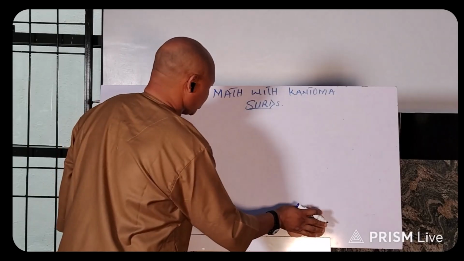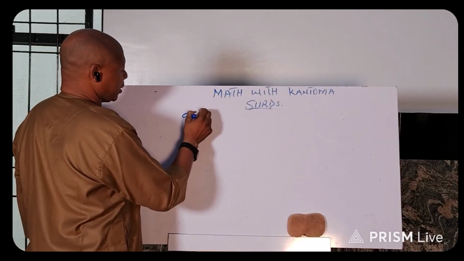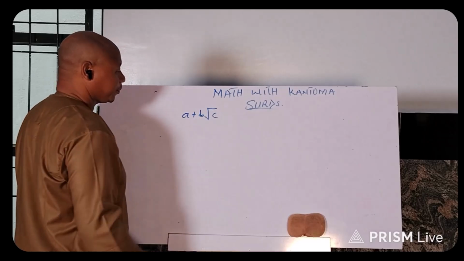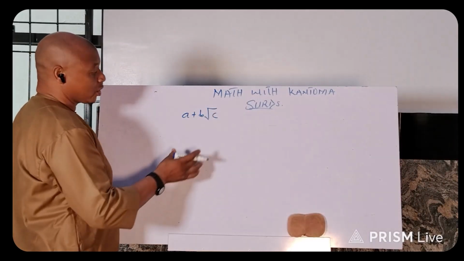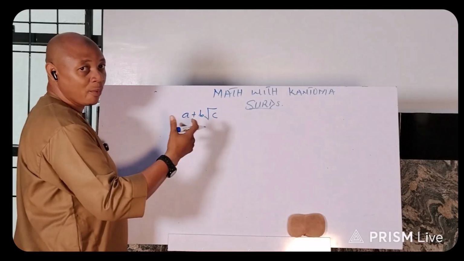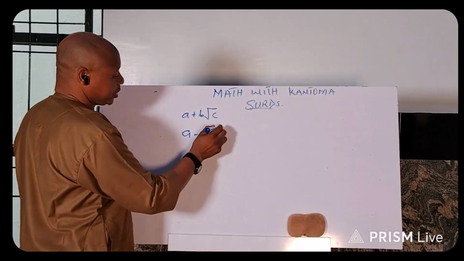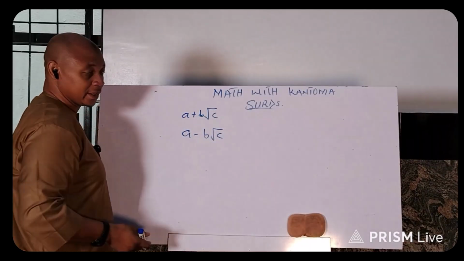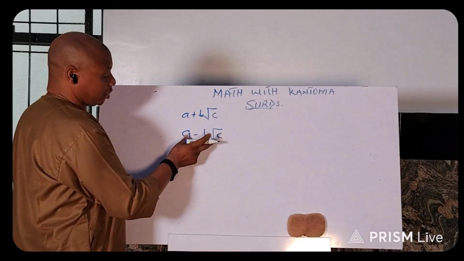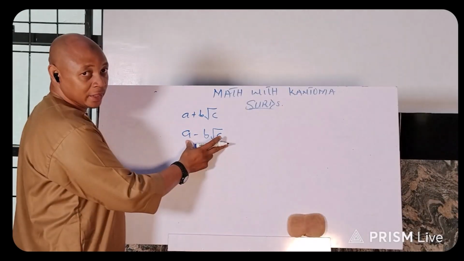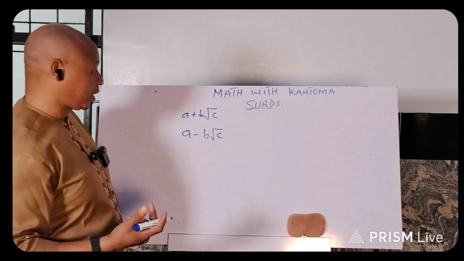What is the conjugate of a surd? Suppose you have a plus b root c. This is a positive value, a plus b root c. Then the conjugate of this surd is the opposite of this value. The opposite of this value is a minus b root c. You just change the sign. So now, this a plus b root c is the conjugate of a minus b root c. So if we are taking the conjugate, it means we are changing the sign of every value we have.